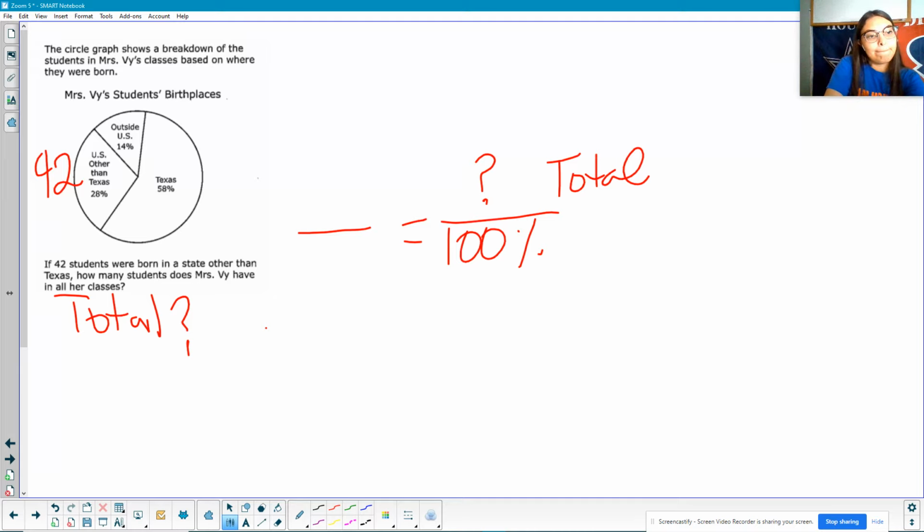And 42 is 28%. That's what the problem told us.